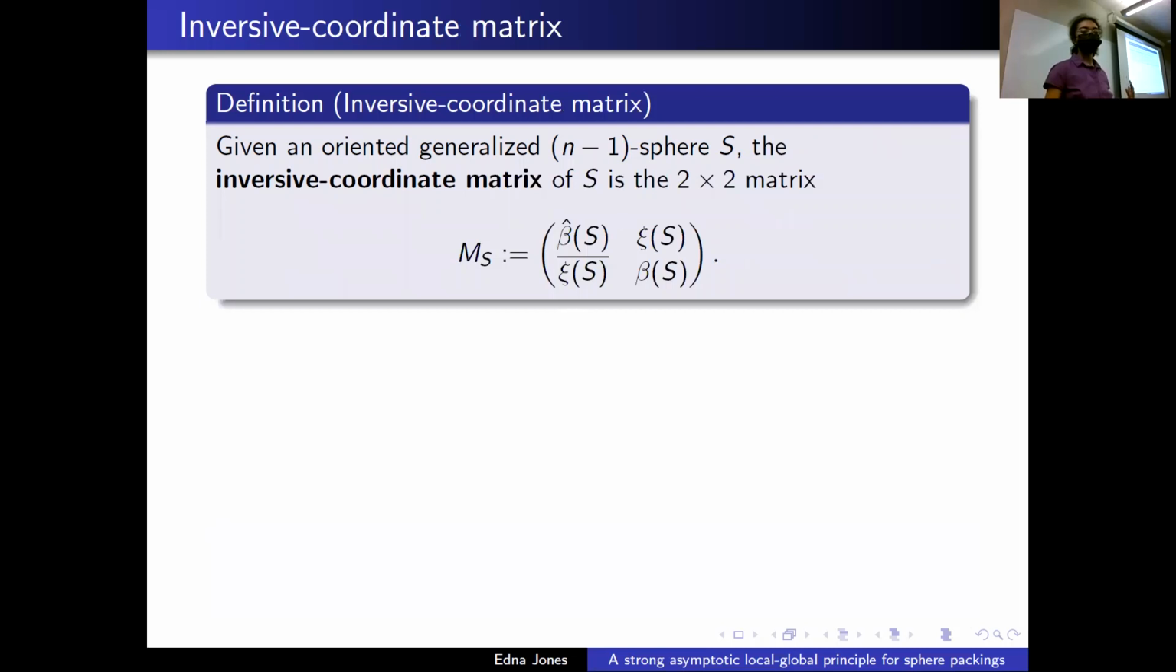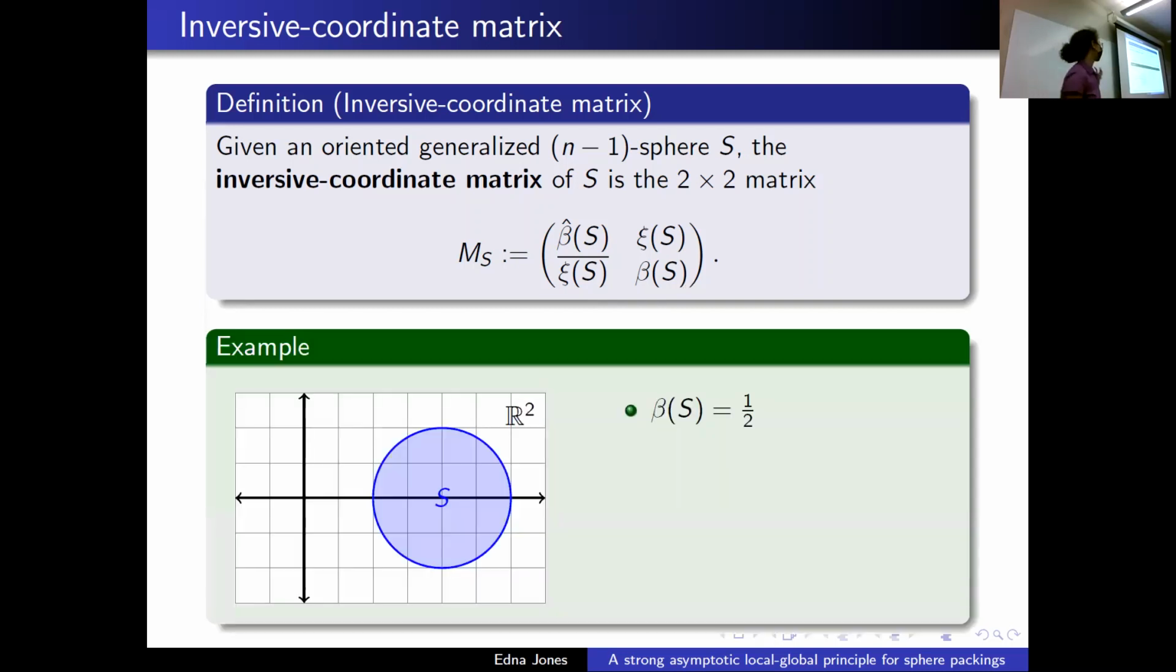With our inversive coordinates, we create the inversive coordinate matrix of S, which is a 2x2 matrix with the entries of the cobend, bend center, the bar of the bend center. In the Clifford algebra, there is an operation that acts like the complex conjugate; actually, it is complex conjugate for complex numbers. And then this last entry is the bend of S.